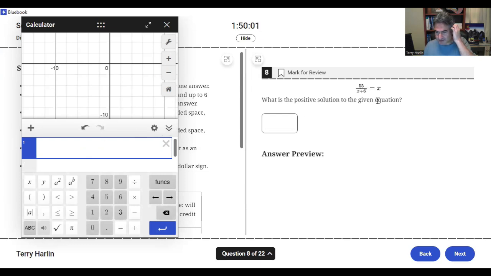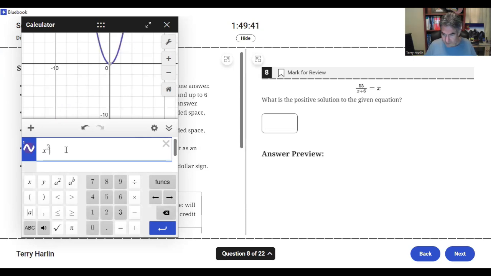What is the positive solution to the given equation? I need to put this into a different form, otherwise it's just not going to work. So when I work it out, the form I'm going to end up putting it in is x squared plus 6x minus 55. Okay, and I do not want to put in my equals 0. I just want to leave it like this.